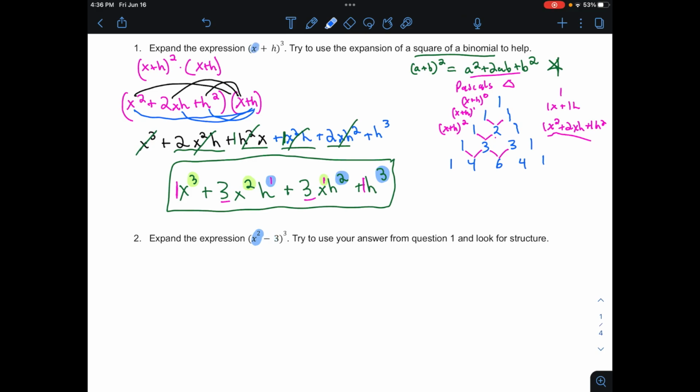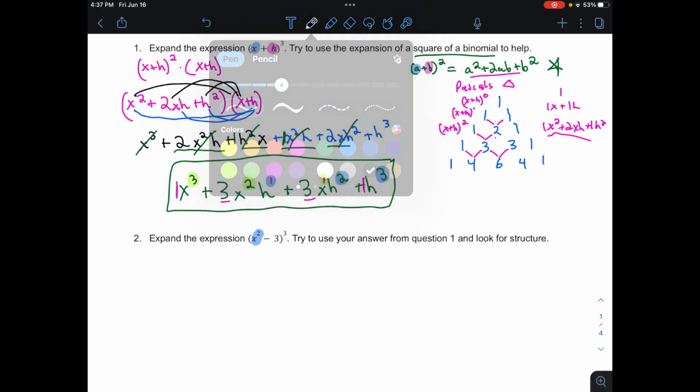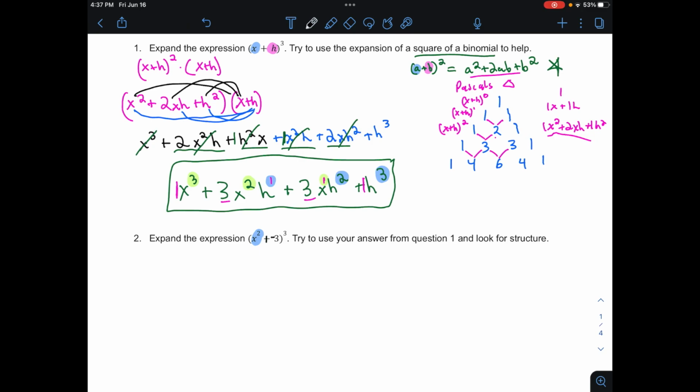Now the x squared is sort of like that first term, the x or the a or whatever you want to call it. It's the first part of your binomial. And then the second part is kind of like the h. Usually we think of it as x plus h or a plus b squared, and we expand it. So if you have minus 3, let's just consider this as plus negative 3. In this case, our h value is negative 3.